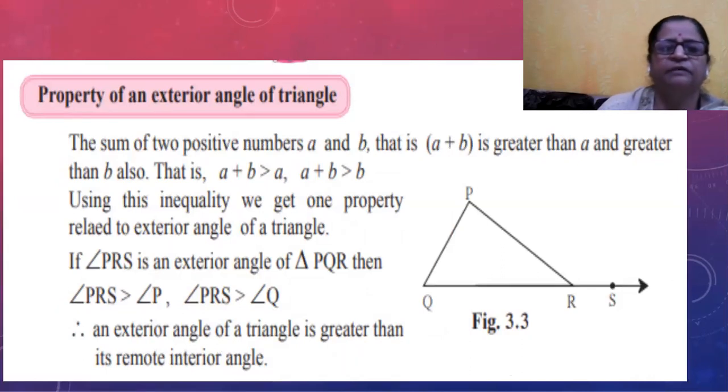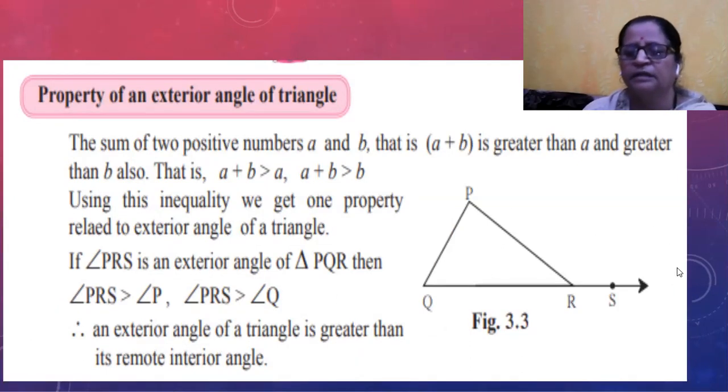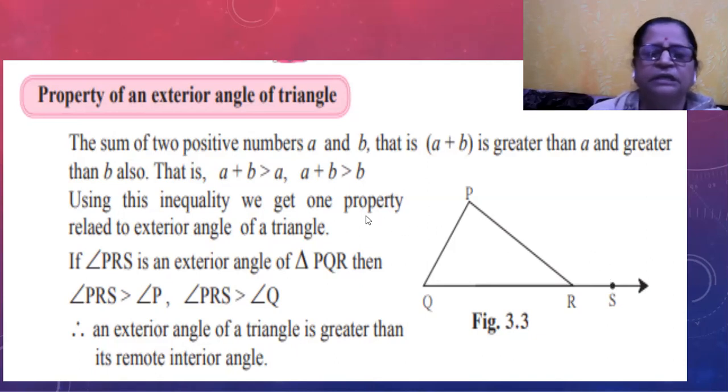Here, the property of the exterior angle of a triangle. This is the exterior angle, which is PRS. Here one thing is given: the sum of two positive numbers A and B, that is A plus B, is greater than A and greater than B also. So A plus B is greater than A and A plus B is greater than B.